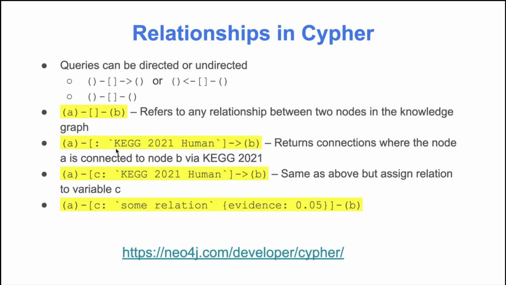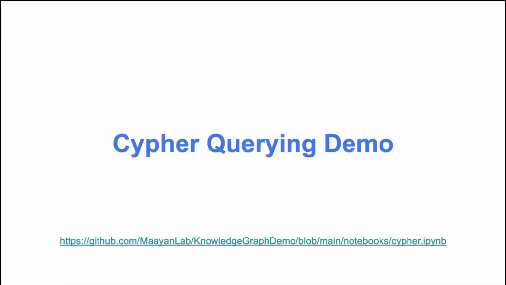But if you want to define a relationship, you just put it here, for example KEG 2021 human or KEG pathway in that example. So it returns connections where node A is connected to node B via KEG 2021. And here you just do variable assignments. If you put C in here, and then A's some relation. If you have something like scores, like the gene expression from the links example earlier, you can also filter the edges based on these kinds of filters. And yeah, let's do the demo now.